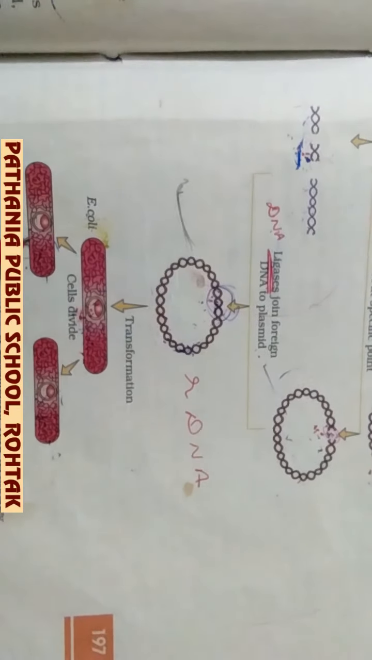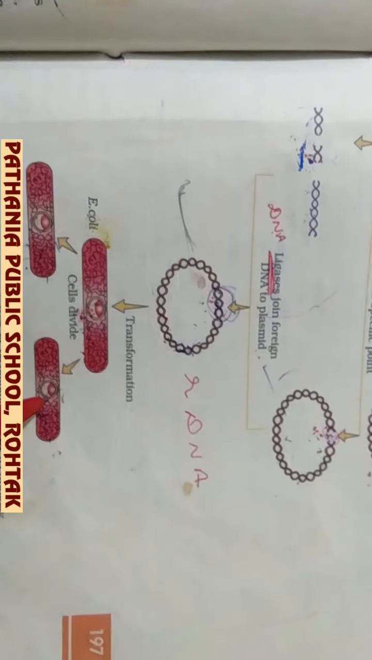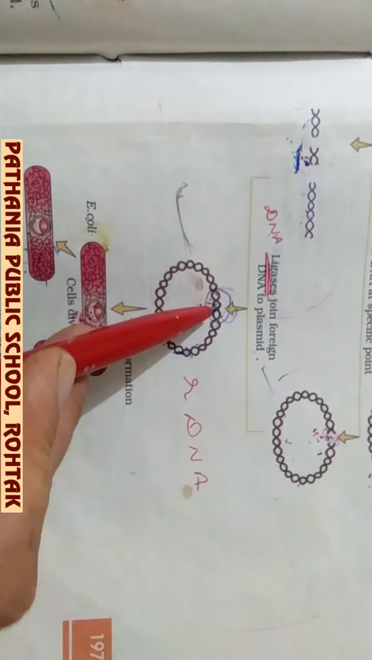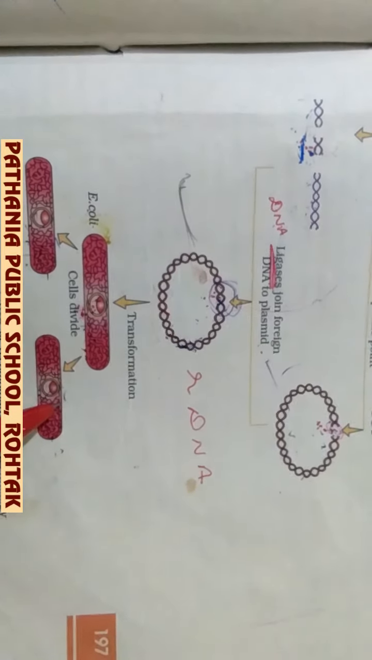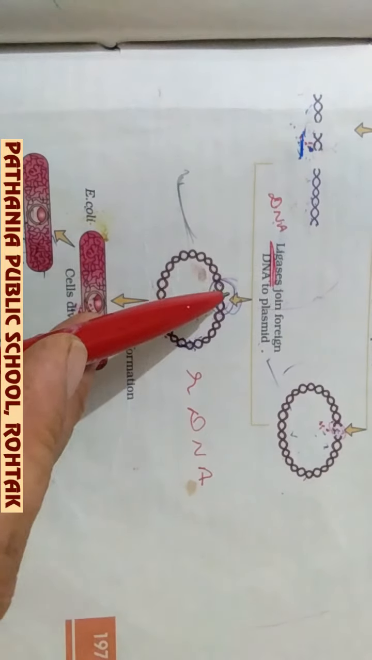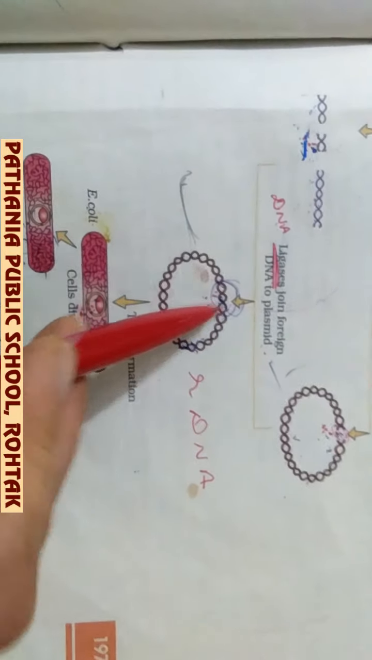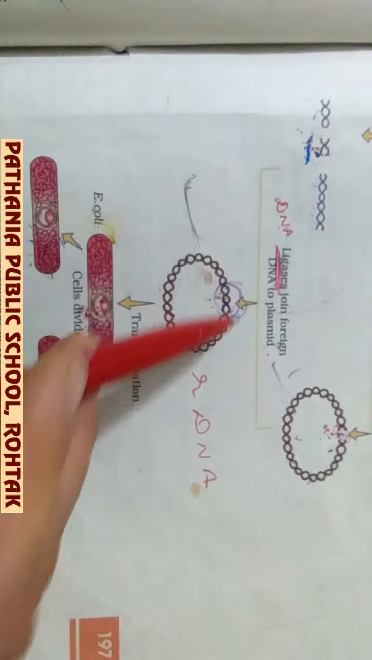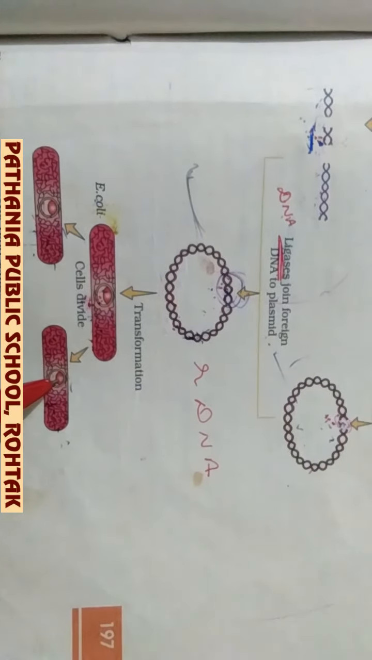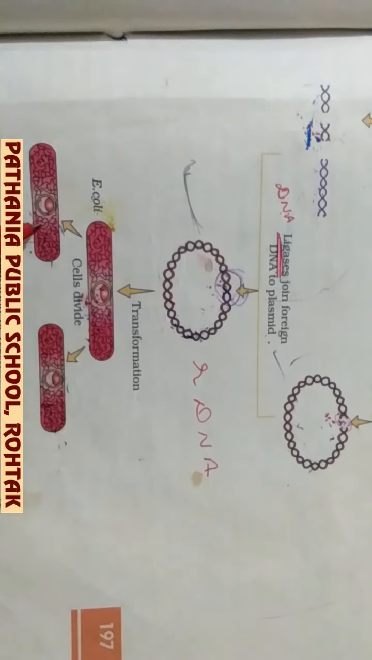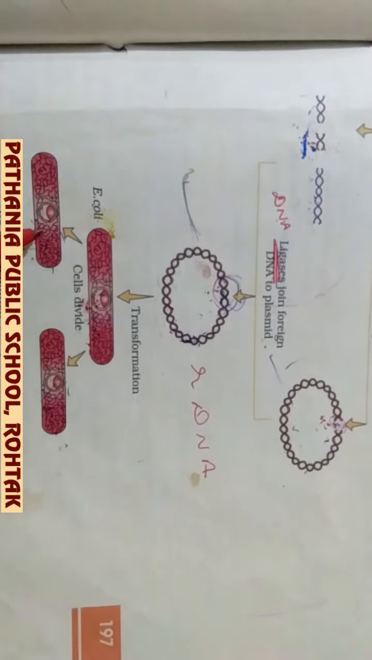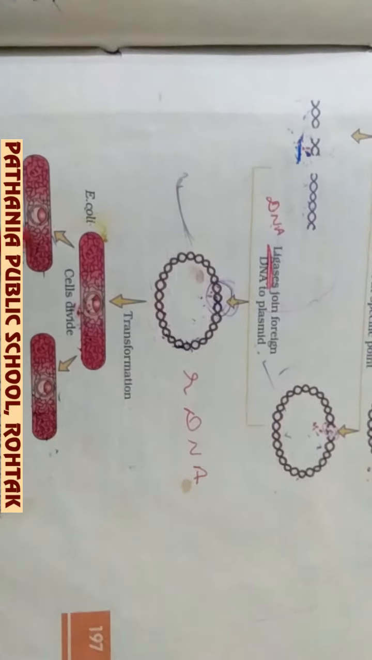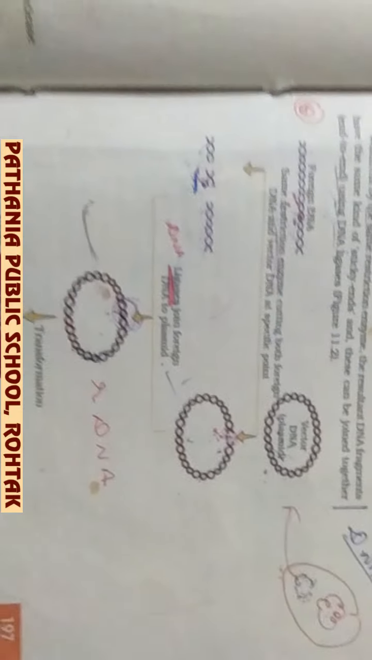And now once this host cell divides and redivides by the process of reproduction, this recombinant DNA will also multiply. Suppose the desired gene is an insulin producing gene, so in all these bacteria of E. coli, the insulin producing gene will multiply by reproduction, so these bacteria will become a biofactory for the production of insulin. For example, we are taking up the example of insulin. But these are the various steps of recombinant DNA technology.